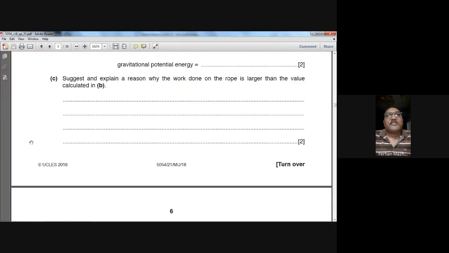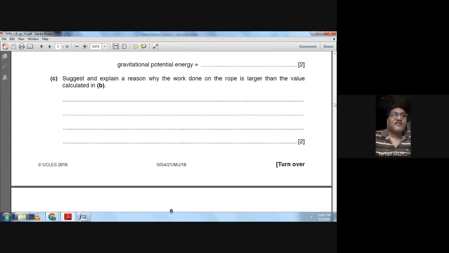Suggest and explain a reason why the work done on the rope is larger than the value calculated in the B part. In the B part, where we calculated the work done, it was 21 joules, and we only used the mass of the flag. He says the actual work done is more than the 21 joules. Why? Because when she was pulling the rope, she also has to lift the weight of the rope. She also has to overcome the friction. There might be friction between the pulley and the rope. When she applied the force, some of her energy might have been converted into heat, which would have been lost. So the actual work done by her is more than 21 joules.